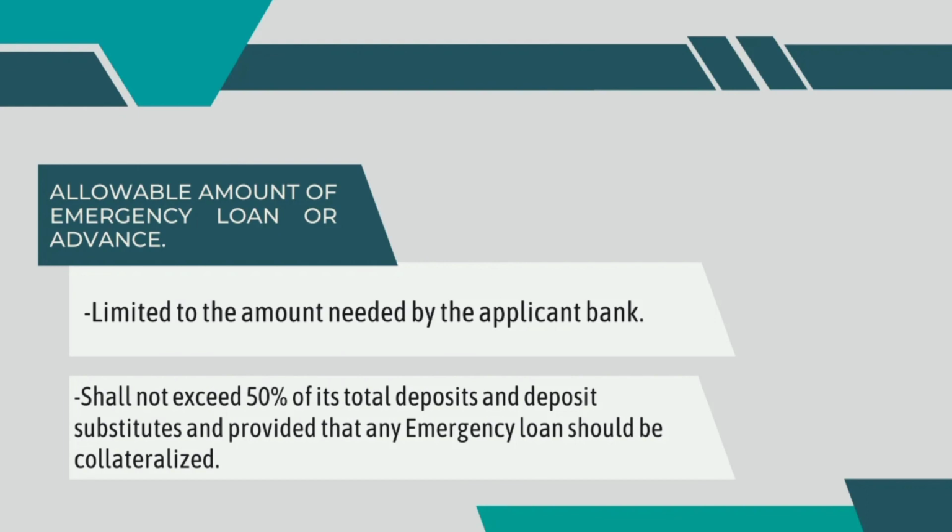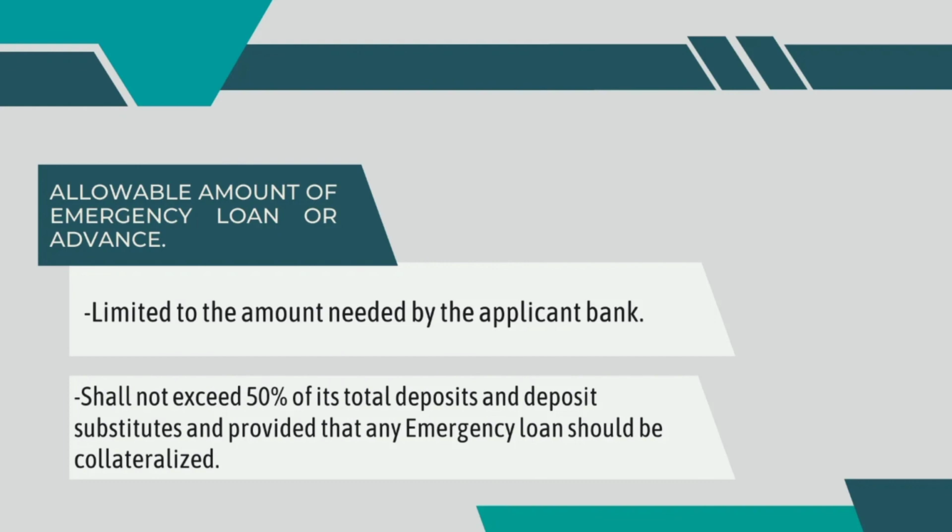Ang halimbawa dito ay kapag ang isang banking institution ay nangangailangan ng 5 million. So, ang kayang ibigay lang sa kanya ng central bank is hanggang 2.5 million lang. At kung magkano lang ang kailangang hiramin ay dapat yun lang ang makukuha niya at hindi dapat lumampas ng 50% ng bank total deposits and deposit substitutes.